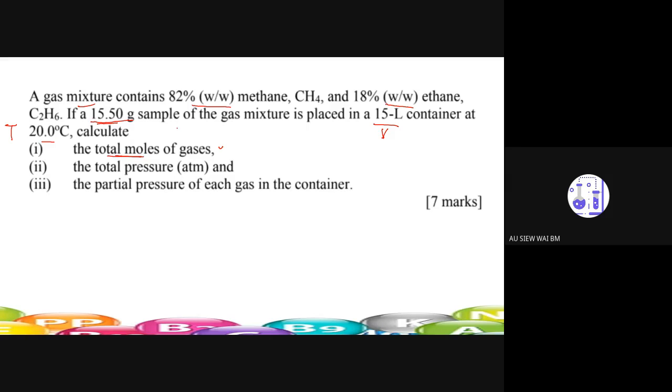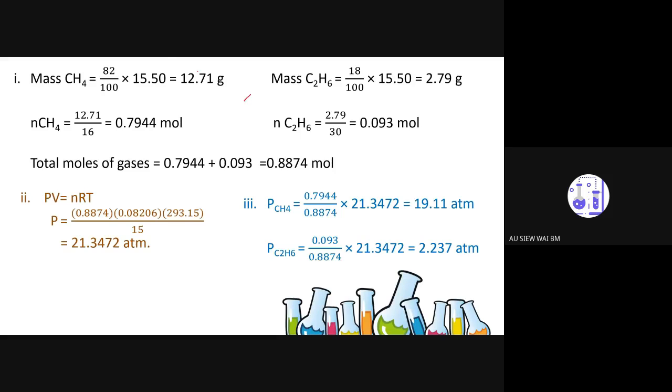You must have the mass, right? So it has already given the total mass. By using this mass, and by using the given percentage, please calculate the mass of both of the gases. So this is the answer. First we calculate the mass of the CH4. CH4 is 82%, isn't it? That means out of this 15.50 grams, 82% is CH4. So by using this, we can calculate the mass of the CH4 is 12.71 grams. After that, convert to number of mole, that means divide by the molar mass.